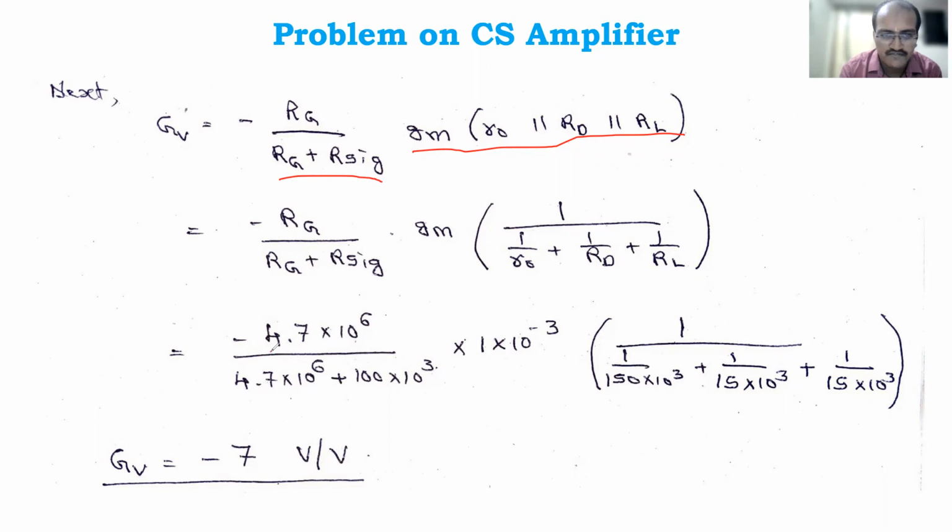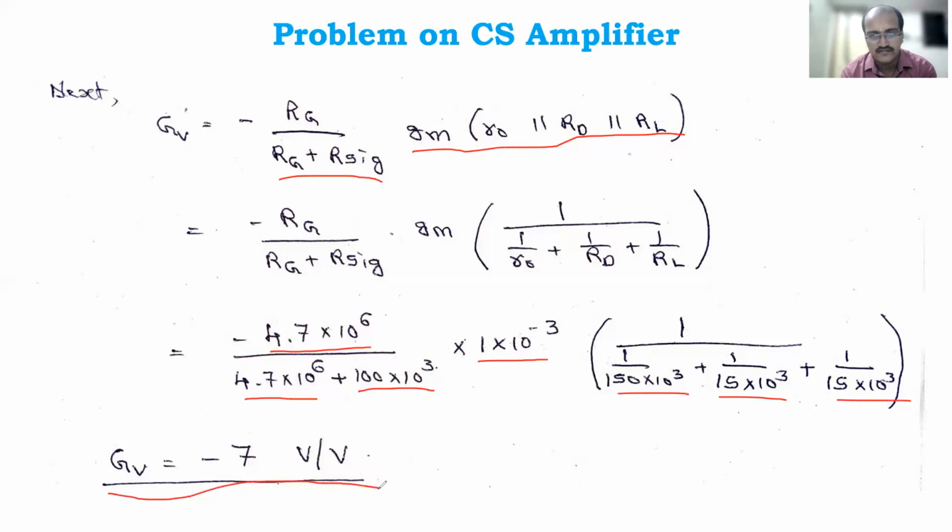RG value is 4.7 mega ohm, 4.7 into 10 to the power 6. Okay, R signal is 100 kilo ohm, they have given 100 into 10 to the power 3. Then GM value is 1 milli, 1 into 10 to the power minus 3, multiplied by 1 divided by 1 by R naught, which is 150 kilo ohm, RD is 15 kilo ohm, and RL is 15 kilo ohm. Okay, all these values are substituted. So now use the calculator. Start from this factor, get the answer of this fraction, multiply this with this answer, then divide by this answer. So you will finally get minus 7 volt per volt.